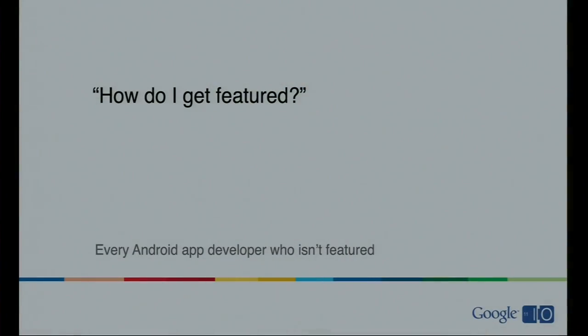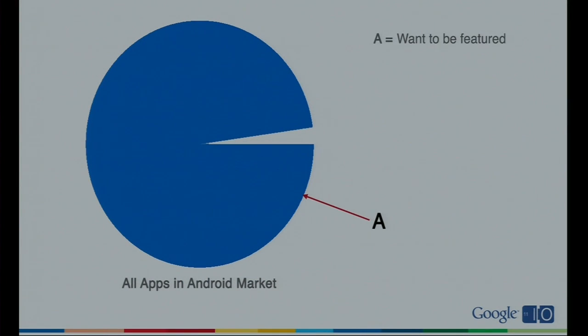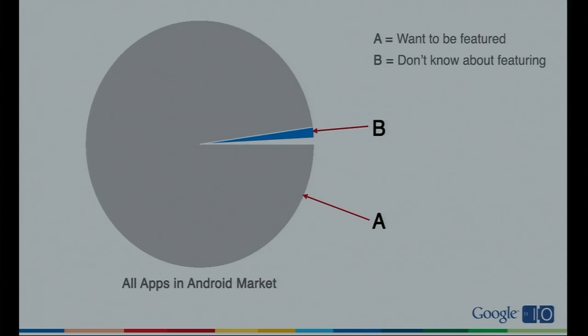So let's start by putting this into a little bit of context. How many of you have apps in the Android market? Okay, keep your hands up. Now, if you don't want your app featured, you can put your hand down. Okay. What that represents is a graph which looks a little bit like this. Pretty much every app wants to be featured. I tried to make it to scale, but the half pixel didn't render. What's left is a group of people who don't know about featuring. Awesome. The tiny sliver is apps which are already featured.